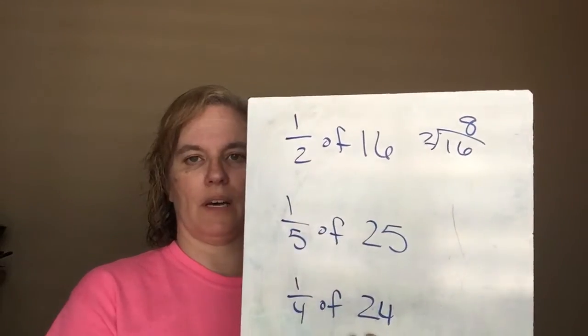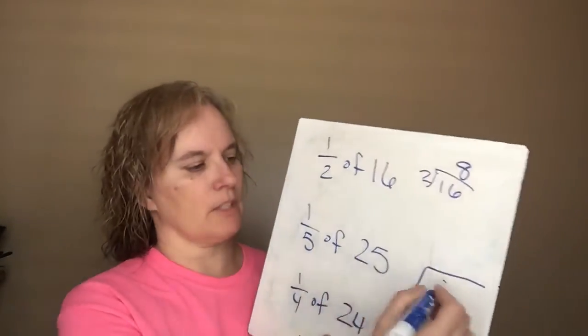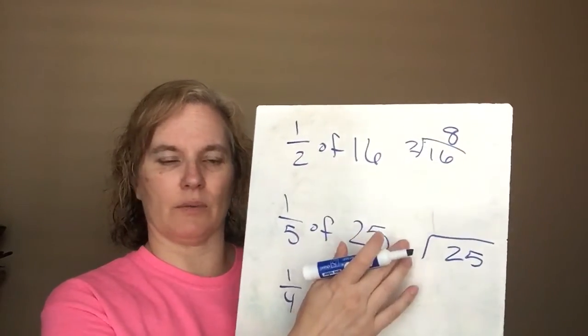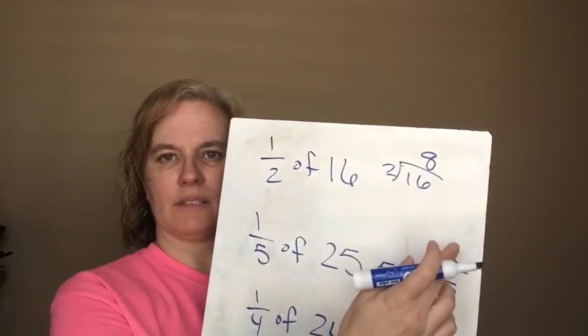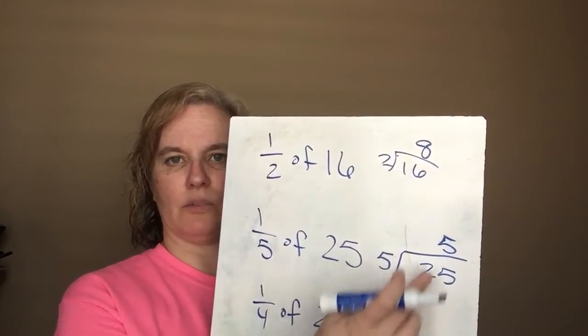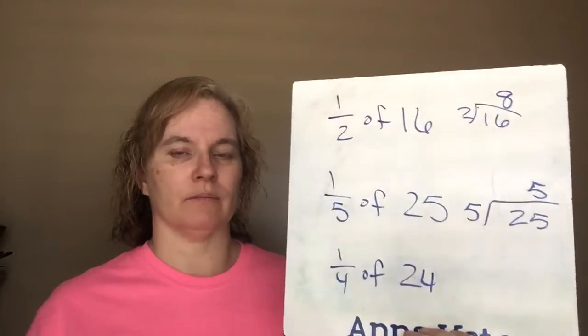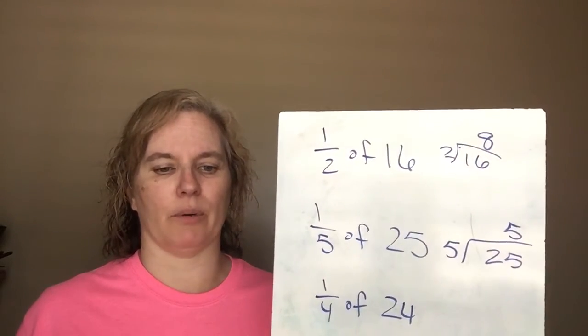1/5 of 25. Which number goes in my big house? The 25. And this number goes here. So that's going to be a 5 because 5 goes into 25 5 times. And finally, 1/4 of 24. I'm going to give you a minute to set it up. Not a minute because, you know, I'm recording.